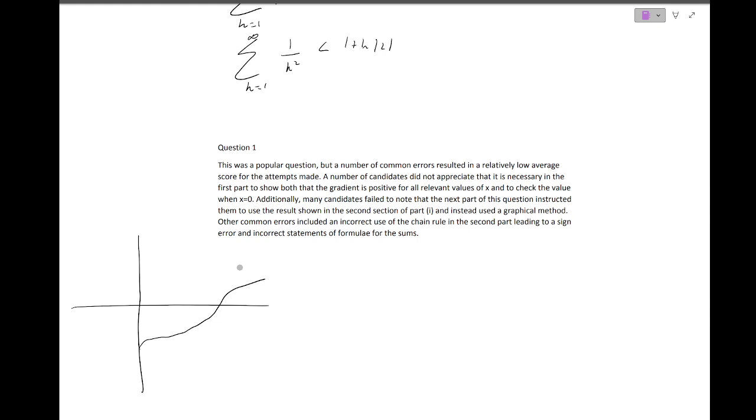I don't know what it is. I think it's sufficient but not necessary, or it's the other way around. I forgot. If someone knows, put it in the comments. But essentially, even though it's increasing, it is necessary that it is increasing from the origin, which needs to be stated. So yeah, fair enough. And additionally, many candidates failed to note that the next part of this question instructed them to use the results shown in the second section of part 1, and instead use the graphical method.